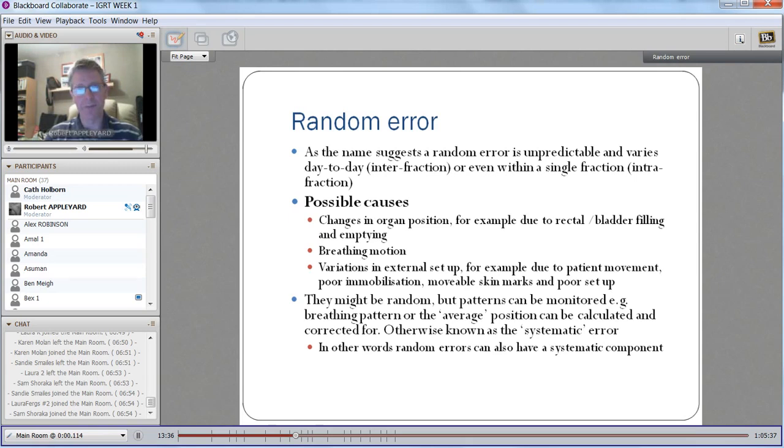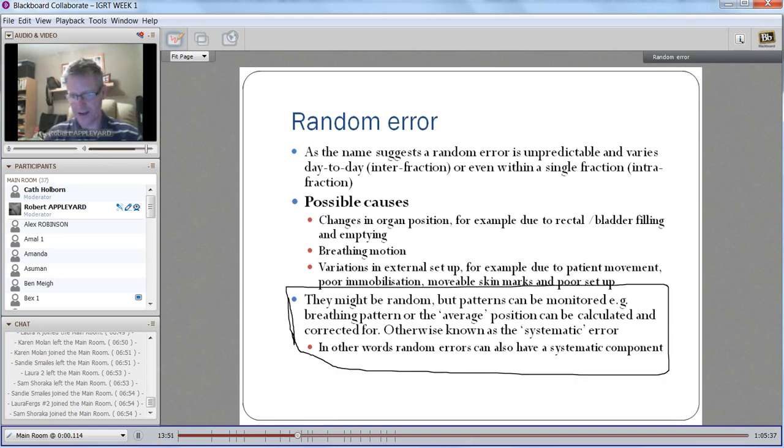Breathing motion is an interesting one there, because people think, well, that's a regular process and it's not really a random error. But what this leads on to is this point at the bottom here, which hopefully you can see. This is jumping ahead a little bit in terms of the concept of systematic error, but random errors can have a systematic component to them. Breathing is a good example of that.